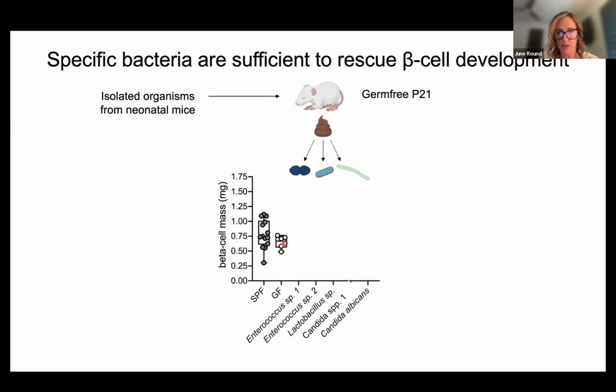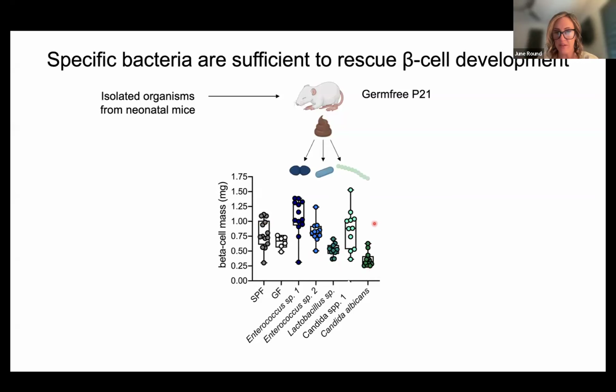So again, germ-free levels of beta cell mass, SPF levels are significantly higher when you monoassociate with an Enterococcus species, two different ones that we isolated from mice, or this particular Candida species. We see that these organisms alone are able to induce beta cell mass to SPF levels. However, if you colonize with the Lactobacillus species or Candida albicans, we see that these organisms are unable to influence or induce beta cell development in these mice.